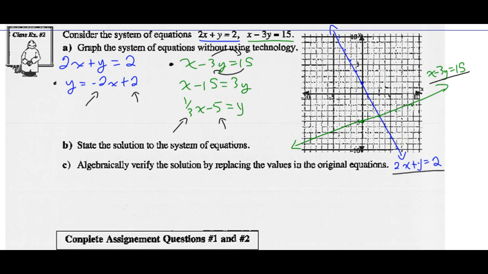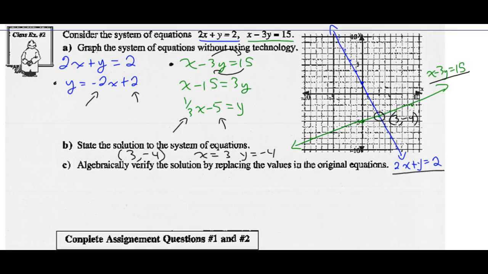Part B says state the solution of the system of equations. Well, the solution is the point of intersection. So label that point that has the coordinates of x is 3 and y is negative 4. All right, so that should be the solution. You can say it as a point on the coordinate plane, 3, negative 4, or you could say x is 3, y is negative 4. I'll accept either answer.